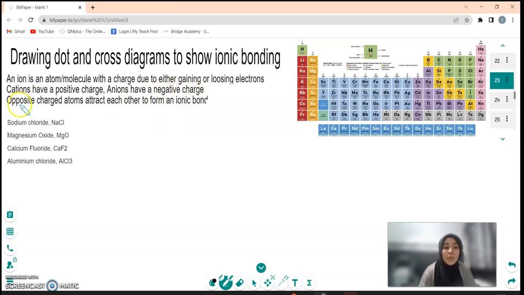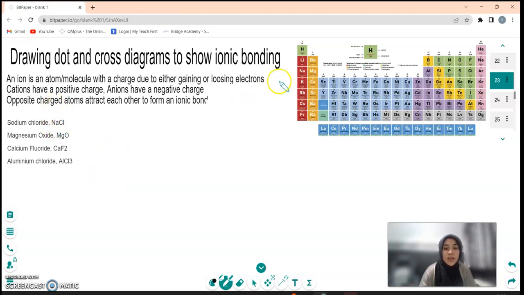The next key point was that these oppositely charged atoms can then form an ionic bond. They are attracted to one another, so a plus charge will be attracted to a negative charge, and because they attract to one another, they will form an ionic bond. So in today's lesson, we're going to see how we can draw the dot and cross diagrams to show the ionic bonding between different ionic compounds. So for example, sodium chloride.